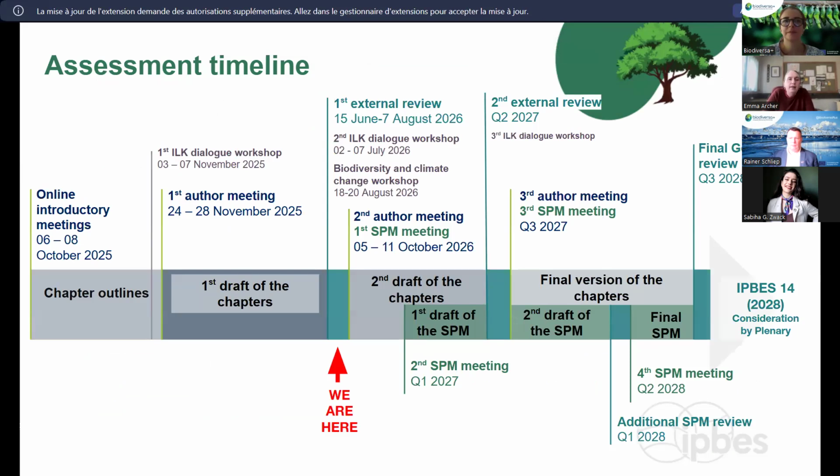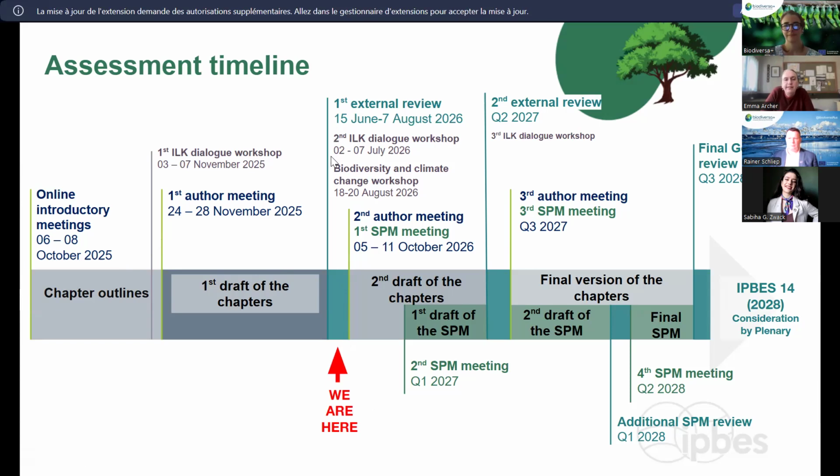Right, so this is the assessment timeline. This is the thing that the technical support unit in Bonn enjoys sending out updates on, so they can remind us where we are and where we're going. So if we look at the road behind us, the first author meeting took place in November last year in Paris. We then produced a zero order draft in late January, and we have now produced a first order draft, which is going out for the first external review. So you can see from the red slide, we are here, the first external review.